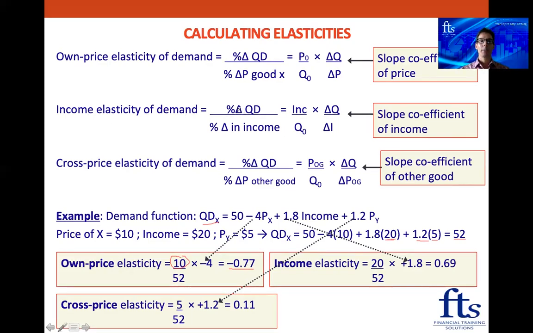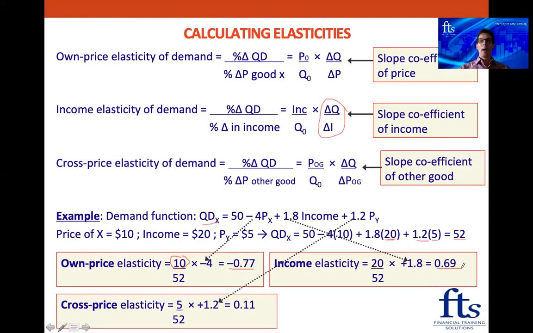So remember, this is the percentage change in quantity demanded divided by the percentage change in income. So now the only difference is we have income over quantity, not price anymore. And now we multiply by the slope coefficient of income. So let's do that quickly. Here it is, income elasticity. We take income in the numerator, they told us it's 20, and we divide by the quantity, which we worked out as 52. Now we multiply by the slope coefficient of income, which is 1.8. So it's 0.69. That's the income elasticity.